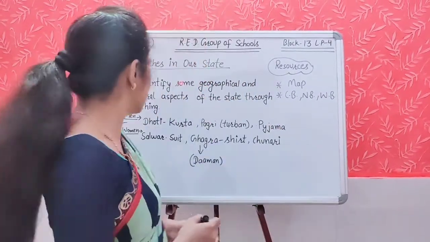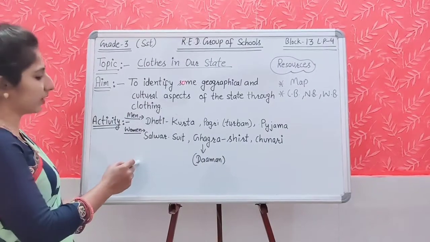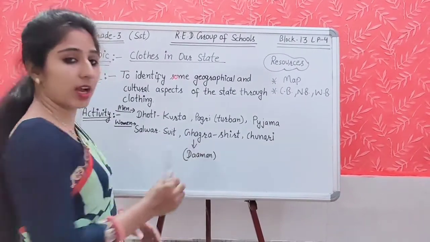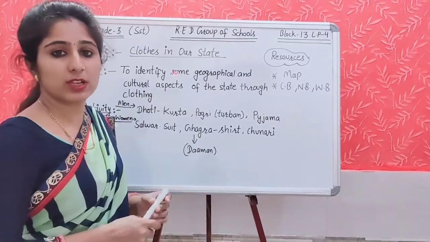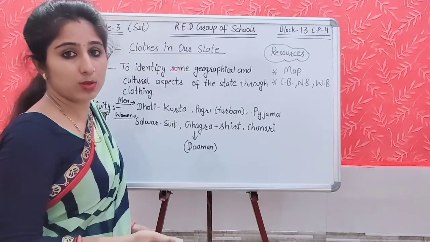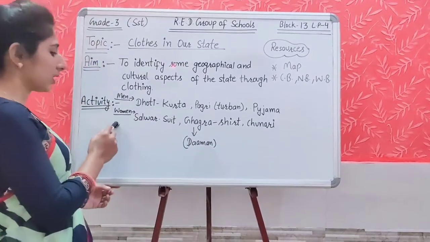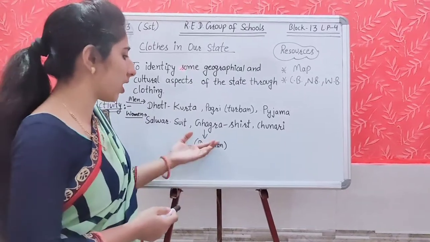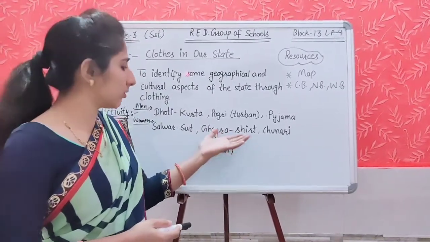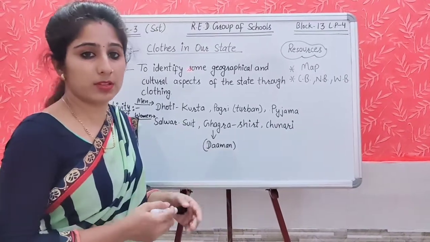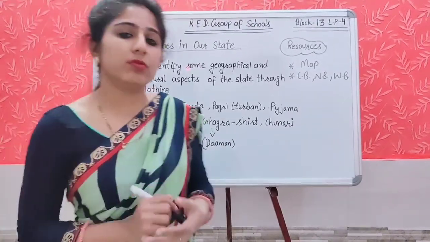In my locality, I have seen these clothes. Men are wearing dhoti kurta, pagadi, a piece of cloth that is worn on the head, and pajama. Some are wearing kurta pajama also, trousers and pants also. Women are wearing salwar suits. Most of the women are wearing a salwar suit, ghagra and shirt, ghagra with shirt, chunari. This is called daman, which is also worn by old women.